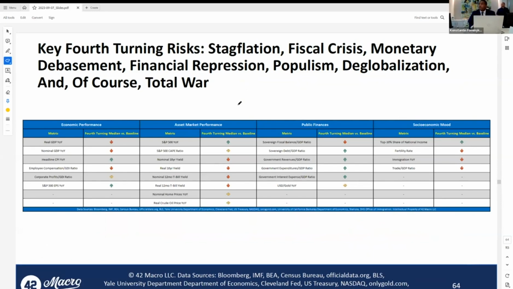When was the last fourth turning? The last fourth turning was the Great Depression and World War II. I didn't want to bring that up because macro guys have this bad rap for being doomsayers, and I am not a doomsayer. I'm incredibly bullish because of all these features, and we'll tell you why in the next 2 slides.